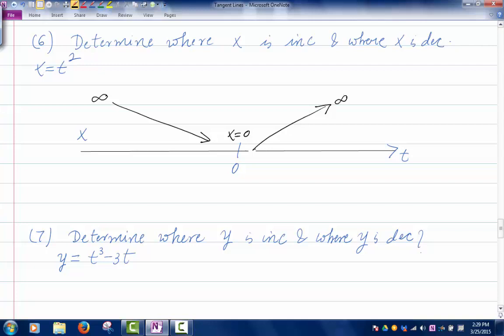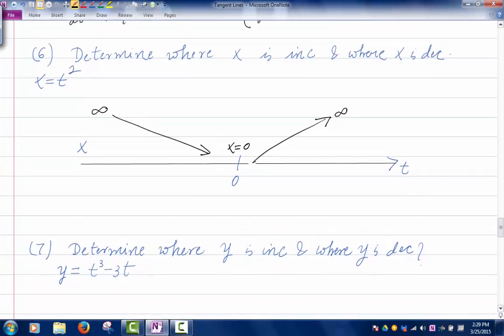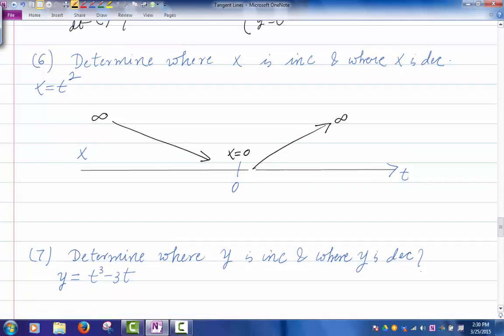Okay, we're going to do the same thing for y. So now we want to determine where y is increasing and decreasing. But y is a little bit more complicated looking. I wouldn't call t cubed minus 3t my friend, because I don't know right away what the graph is.